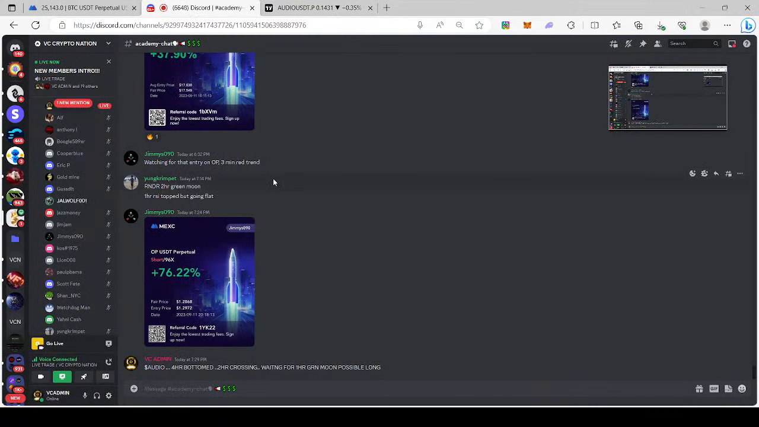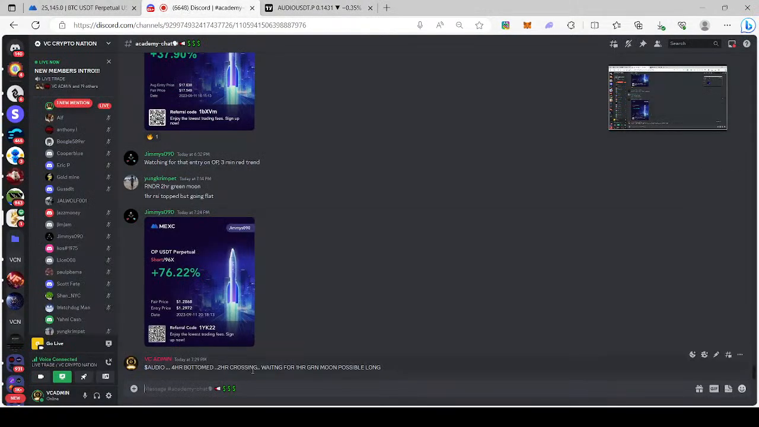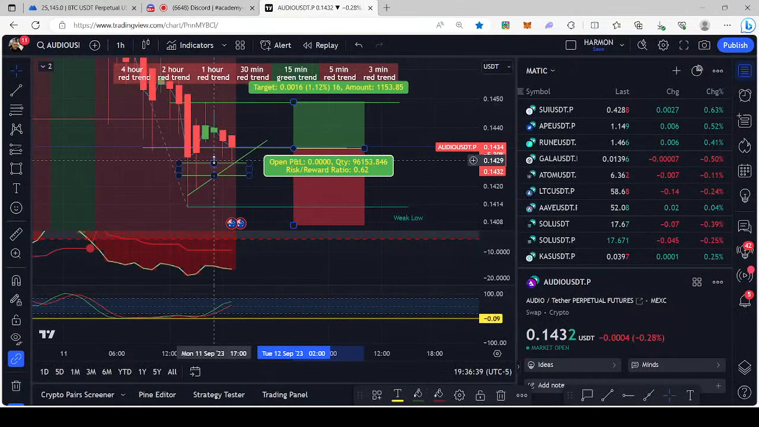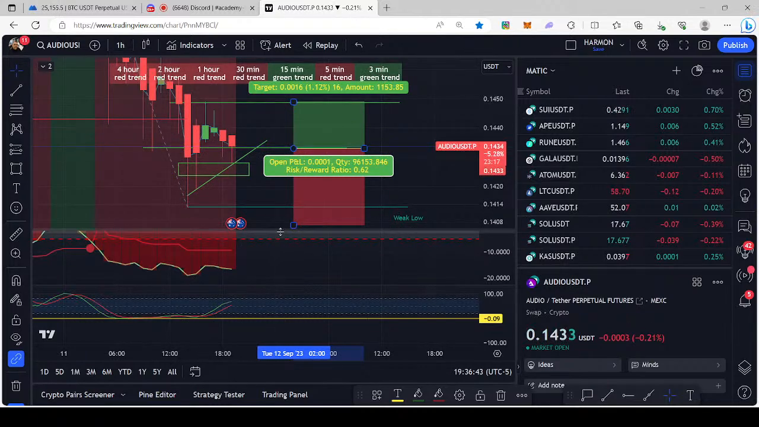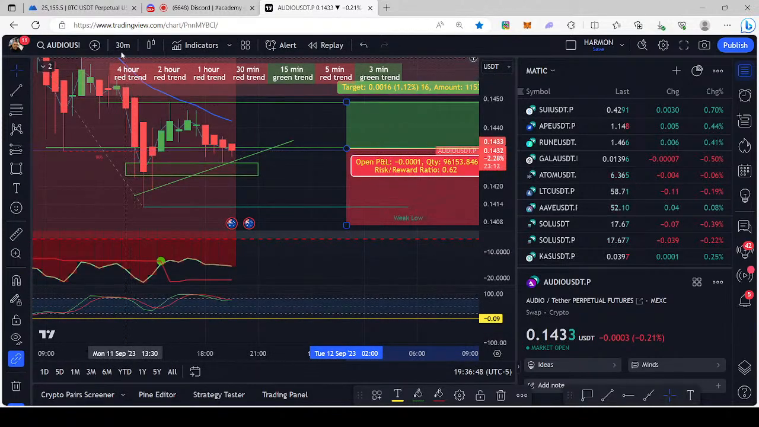You know what I'm saying? That's why when I posted the thing, I said, bottom 2 hour crossing, waiting for 1 hour green moon, possible long. I would look at that trade and say, yeah, more than likely it's probably going to be the 1 hour green moon, because I would look and see that you already have a 30-minute green moon, a 15.